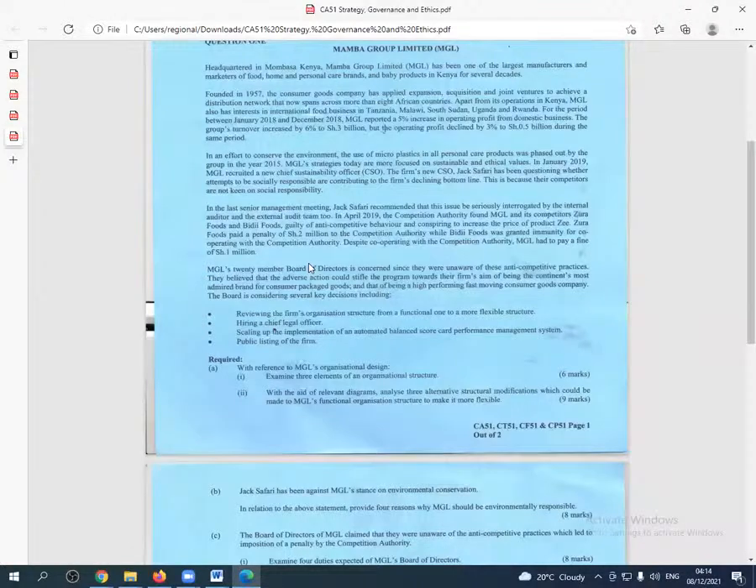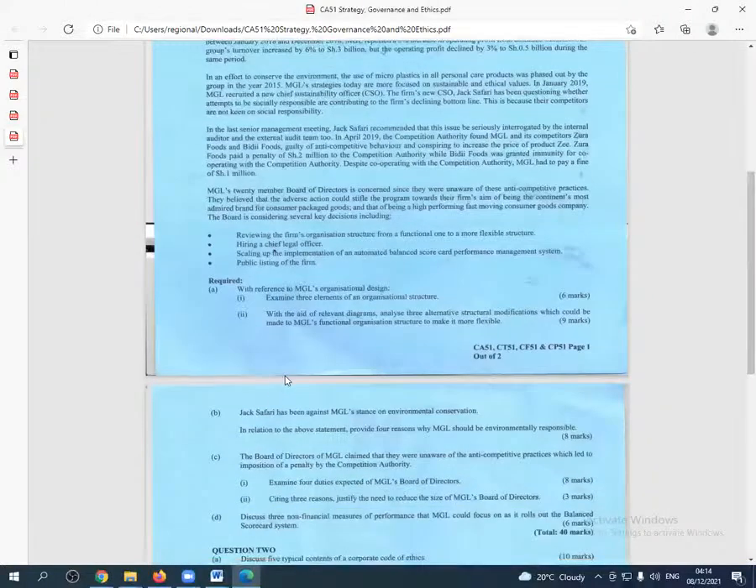Okay. So I would want us to do question number 1. And in question number 1, ladies and gentlemen, I'm totally required, with the aid of relevant diagrams, analyze 3 alternative structural modifications which could be made to MGL's functional organization structure to make it more flexible.